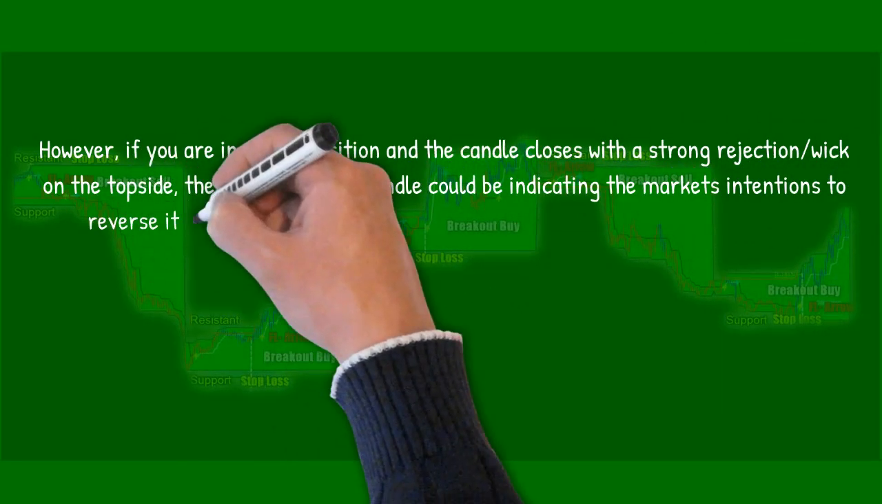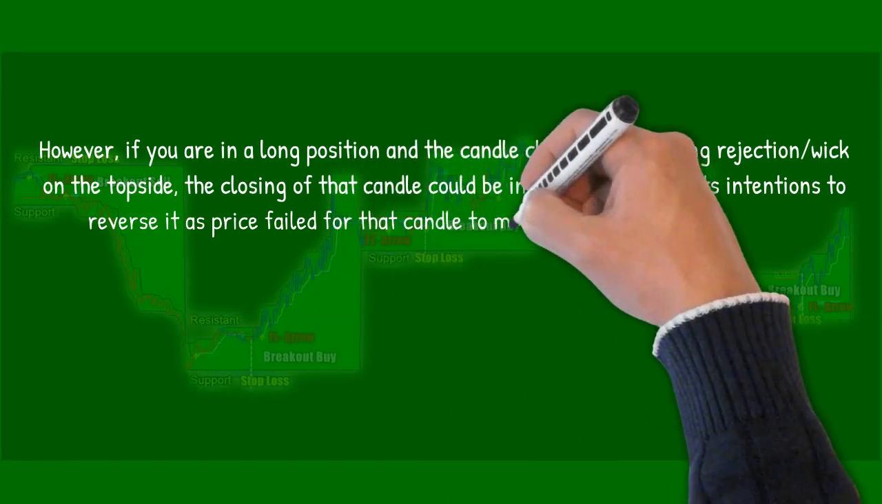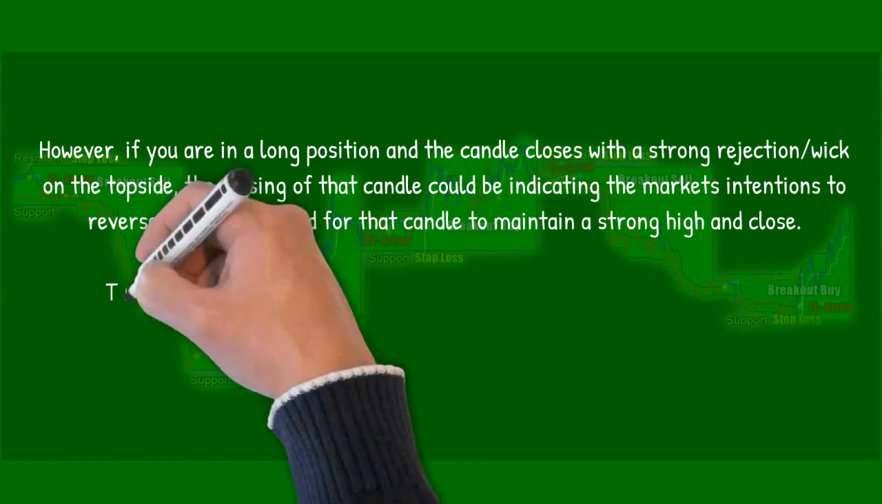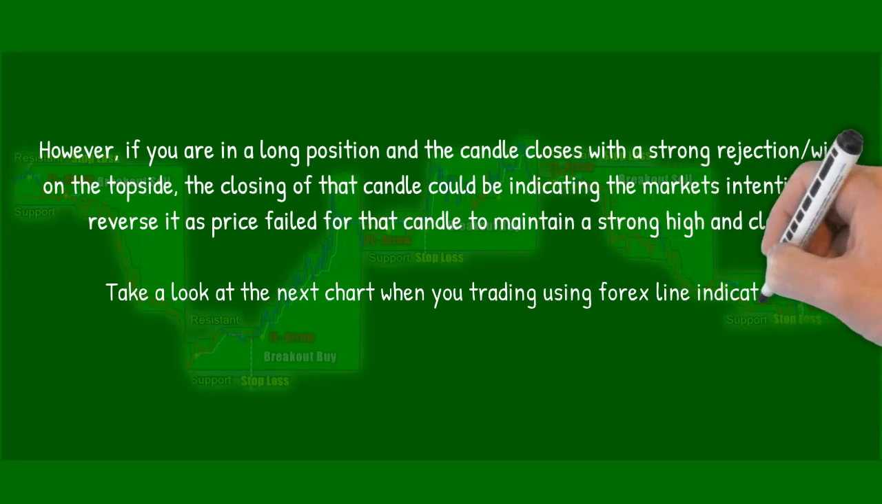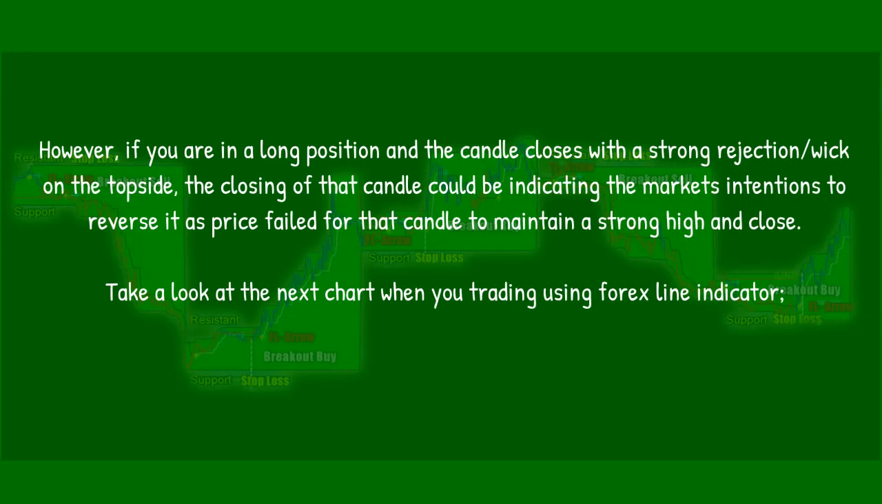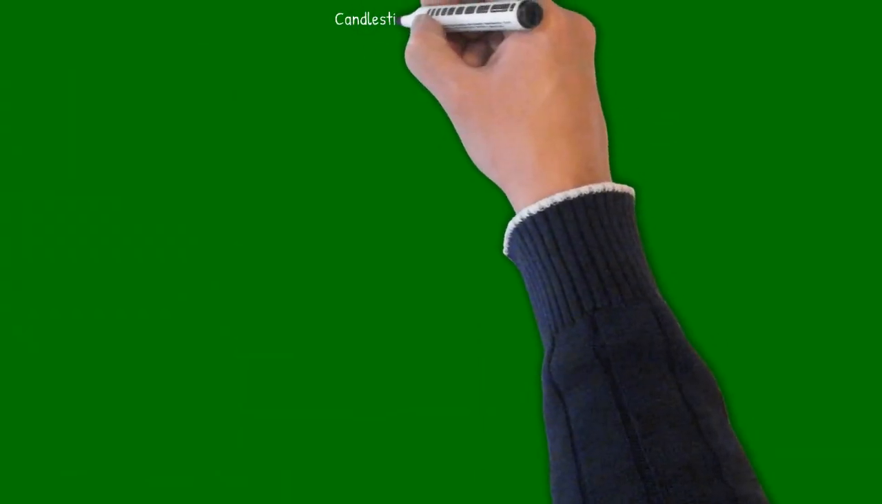However, if you are in a long position and the candle closes with a strong rejection wick on the top side, the closing of that candle could be indicating the market's intention to reverse, as price failed for that candle to maintain a strong high and close. Take a look at the next chart when you are trading using the Forex line indicator.